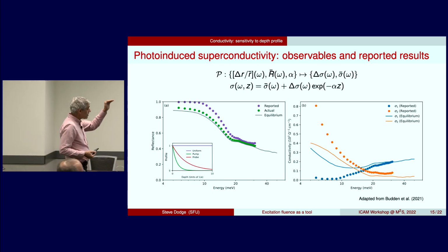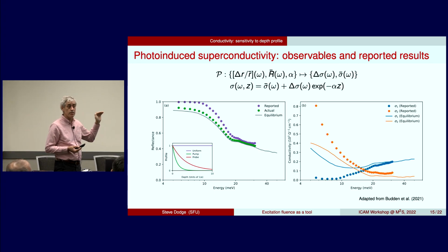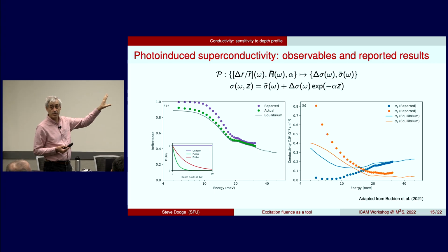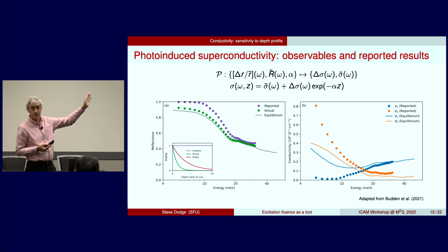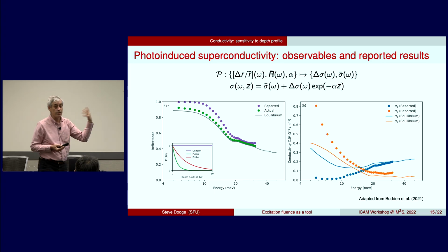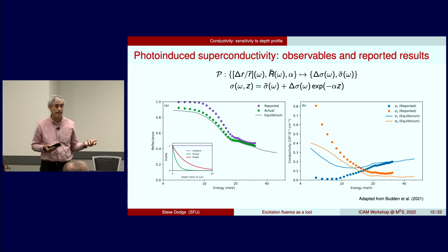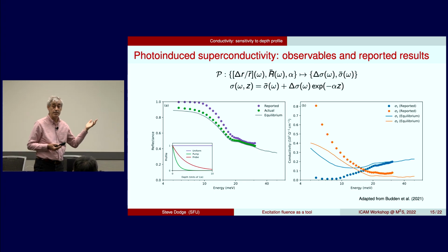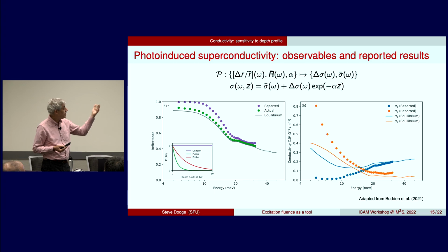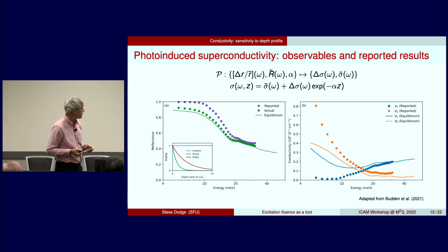Okay. Just want to walk you through the reasoning that goes into this data. What this shows is a transformation from raw data, which I'm representing as delta R over R, and R bar, which is the equilibrium reflectance, and alpha, which you take from measurements. Basically, that's the attenuation coefficient. And then you take that information, you convert it into a photoconductivity, delta sigma, and then an equilibrium conductivity, which you get from Kramers-Kronig transformation of the reflectance.